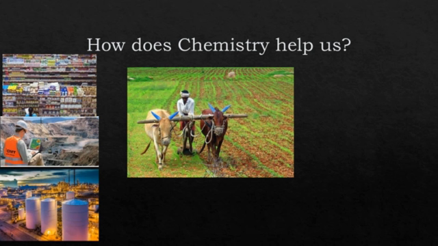The next one is industries. As you know, industries are mostly for creating things, and they release a lot of pollution, right? Industries are used for making machines or doing many other things which happen in industries. Chemistry also helps in that.